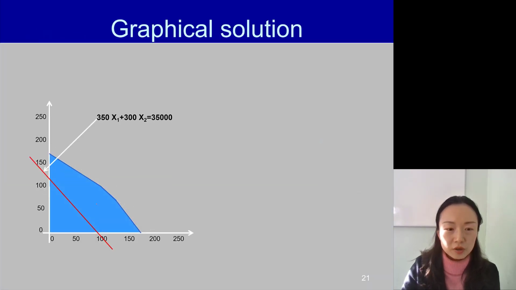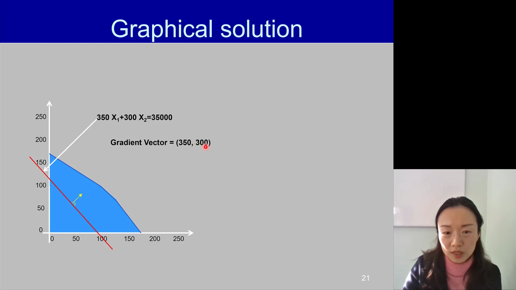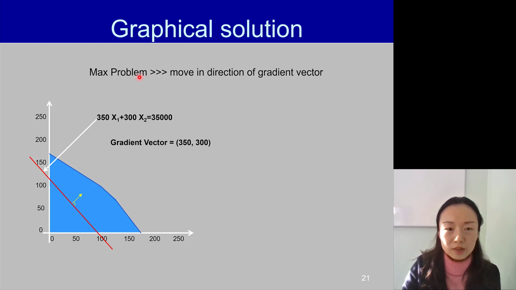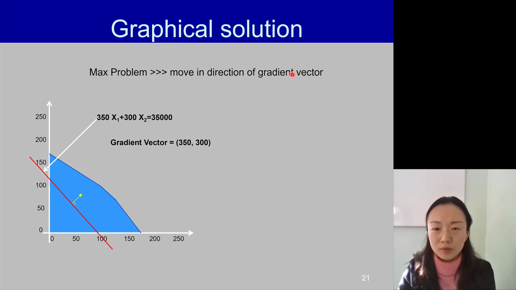Using our example here, we had this one level curve identified first. And because our gradient vector is 350 and 300, they are both positive. So they are in this quadrant, and then we would move in this direction here. And because it's a maximization problem, we would move in the direction of the gradient vector. And we find our optimal solution when we keep moving in this direction and touch one of the corner points of our feasible region.